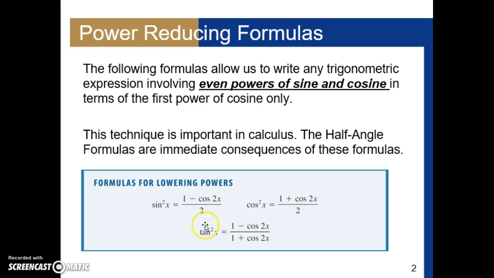And for tangent squared of x, it shouldn't be any surprise that it's going to be sine squared of x over cosine squared of x, and of course 1/2 over 1/2 has a value of 1. So as long as you know the power reducing formulas for sine squared and cosine squared, you can use the algebra of those to find the power reducing formula for tangent squared, which is 1 minus cosine of 2x over 1 plus cosine of 2x.